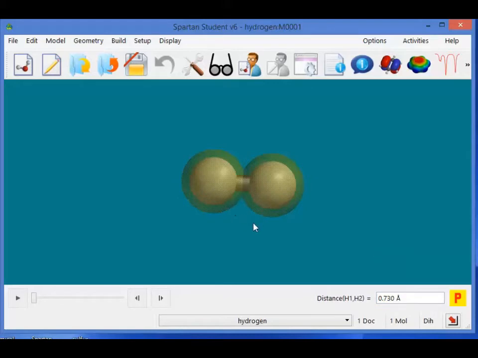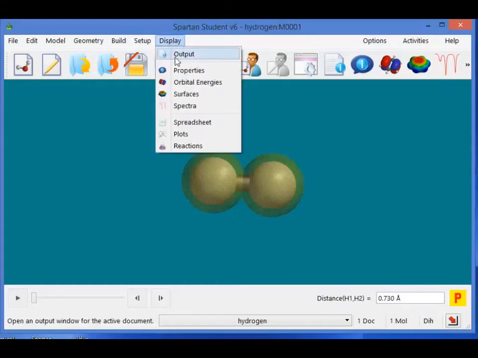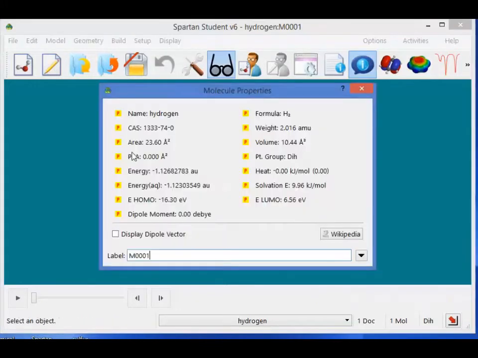I can also go in and look at the properties that I've calculated. So if I go up to display, up in the menu list, and tell it properties, it gives me a whole bunch of stuff. The CAS is a Chemical Abstracts number. The P here means I can actually dump it all into a spreadsheet, which we're not going to do this time out. The area of the molecule, kind of surface area around it, the energy of the molecule down here, and this is in atomic units.